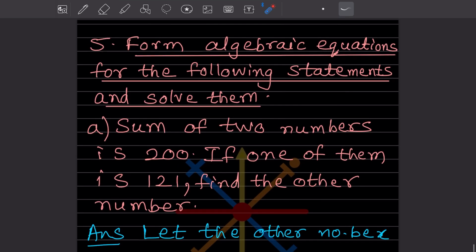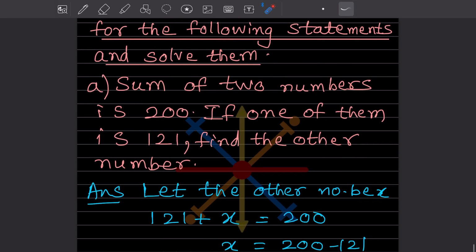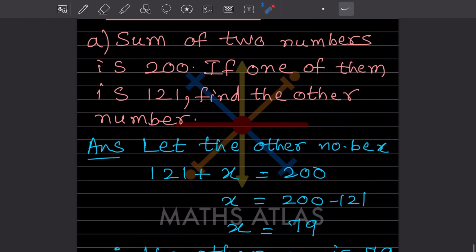Now here it says form algebraic equations for the following statements and solve them. Okay, we have to solve them, not only write the equations like we did in the previous one. So the first one says that the sum of two numbers is 200. If one of them is 121, find the other number.